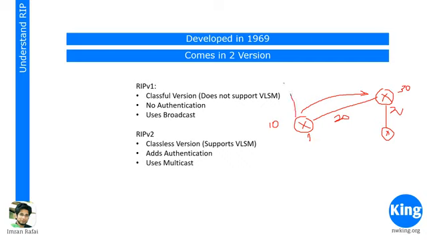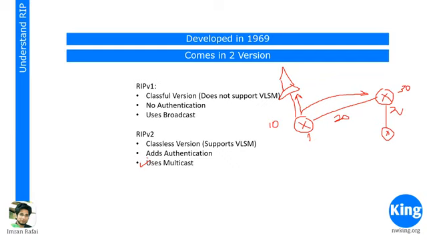So even if there is a computer here, and you know computers are not going to take part in the routing updates. Routing updates are for the routers. This router would send that everywhere on the broadcast ID. So everybody was listening to those broadcasts, even those devices that did not have to listen to it. In version 2, that was taken care of, and there was a multicast IP, where all the updates are sent.